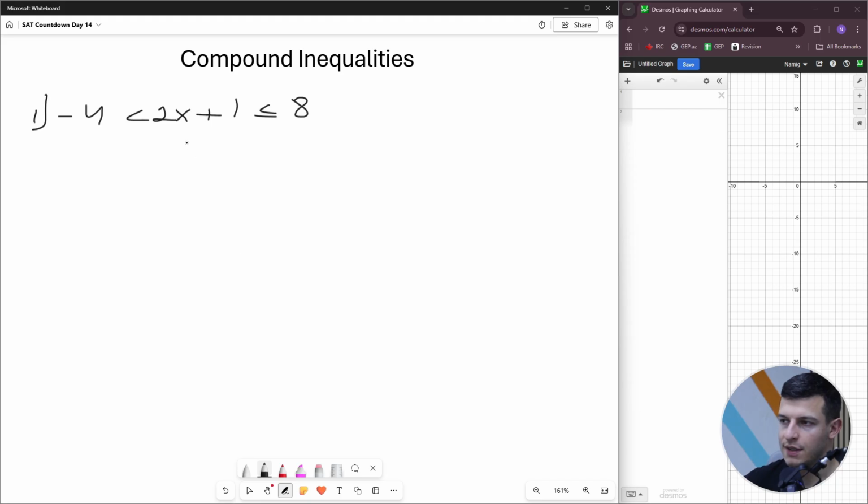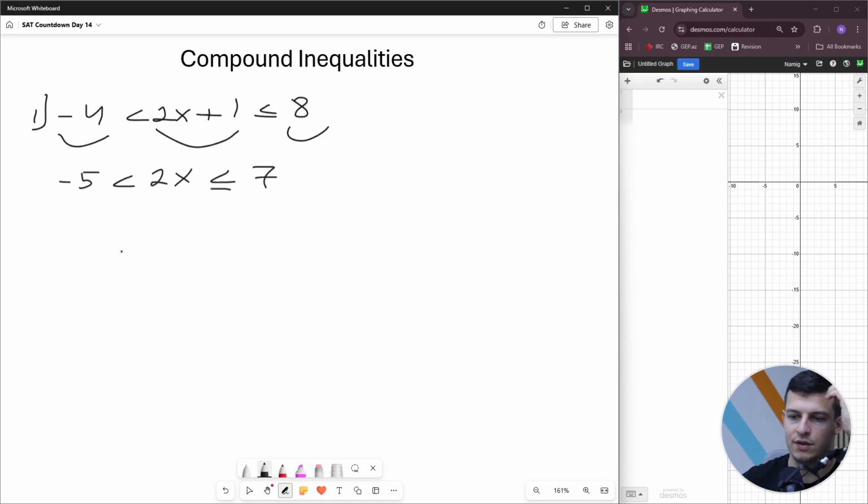So I see there's 2x plus 1. So 1 is extra here. I need to get rid of 1, which means subtracting 1 from all 3, not just 1. In all 3, I'll subtract 1. This is going to be -5 less than 2x less than 8 minus 1, 7. Okay, I'm getting close, as you can see. Now the 2 is extra there. I need to get rid of 2, which means dividing by 2. And that's going to be -2.5 less than x less than or equal to 3.5.